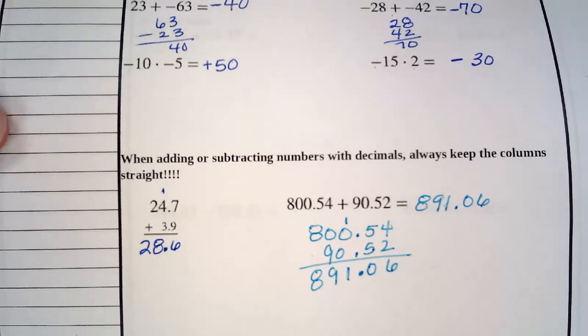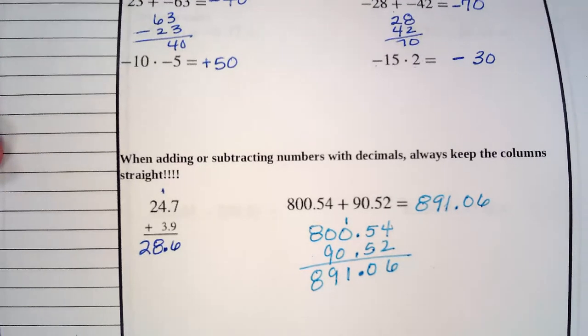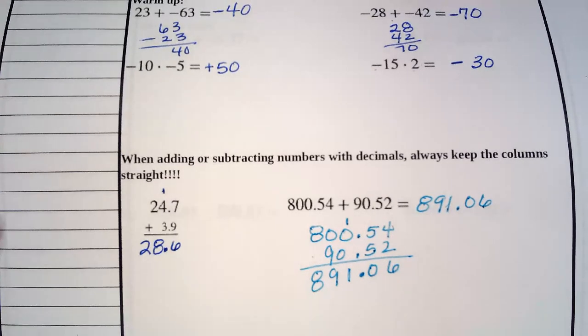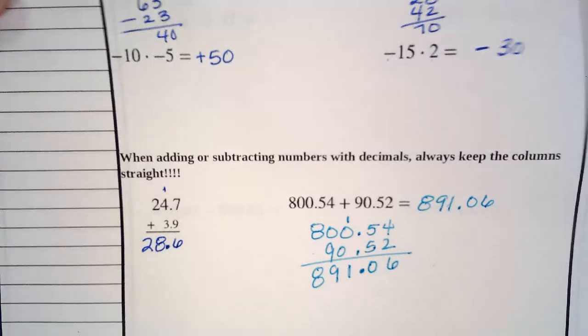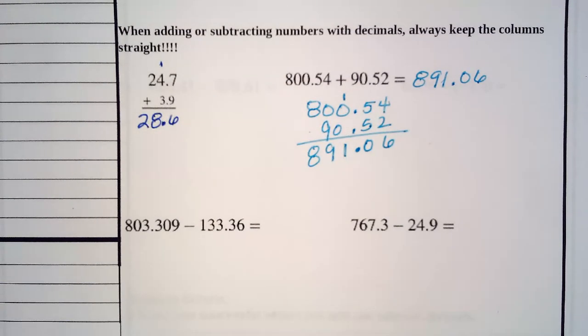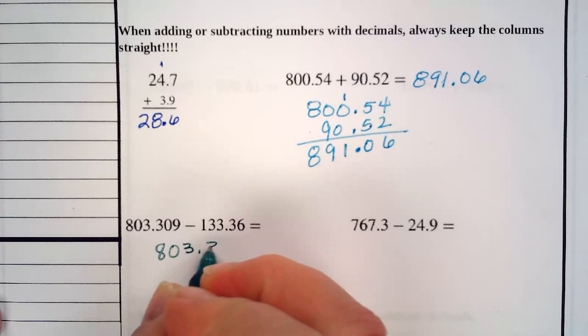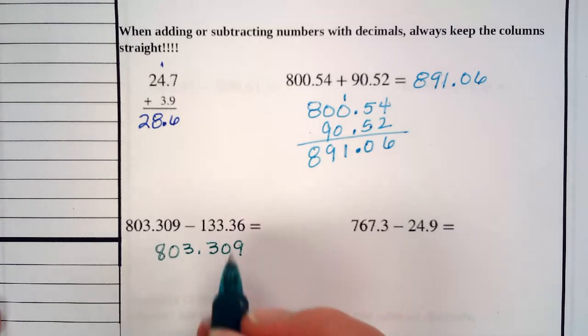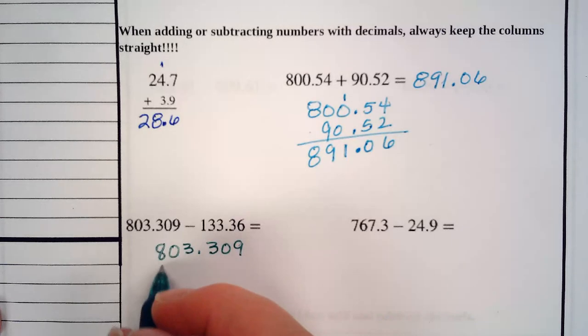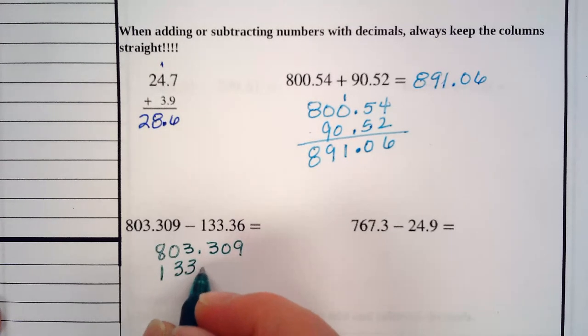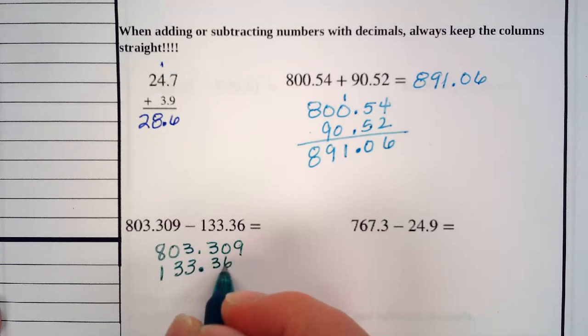Okay, so when we're adding, it's the same idea. We put one over the top of the other and we add them together. Everything's positive, so we don't have any problems. When we're subtracting, we do the same thing. So I've got 803.309 minus 139.36.